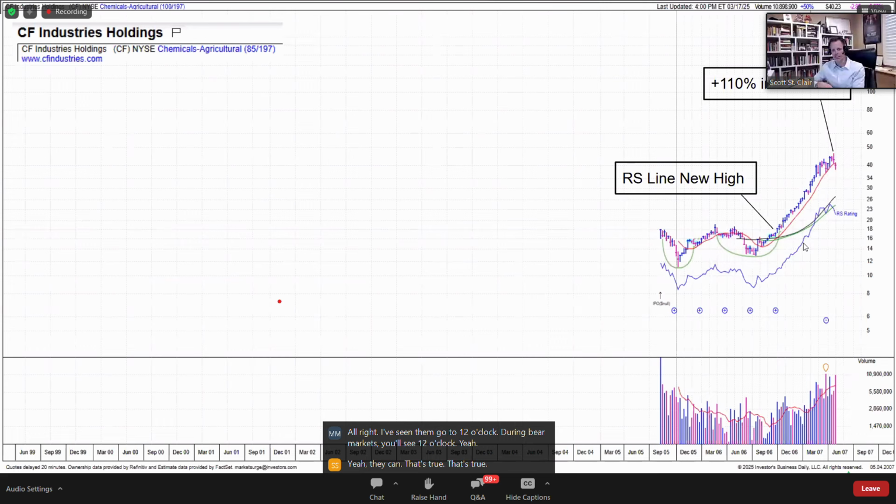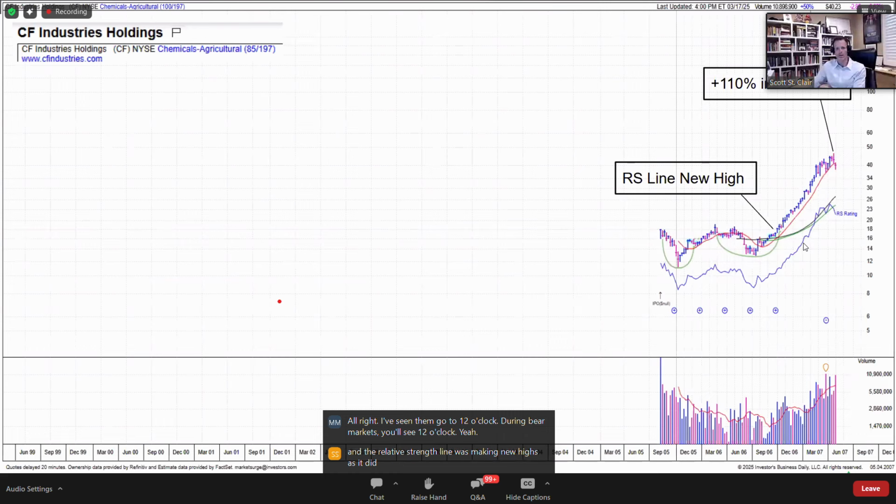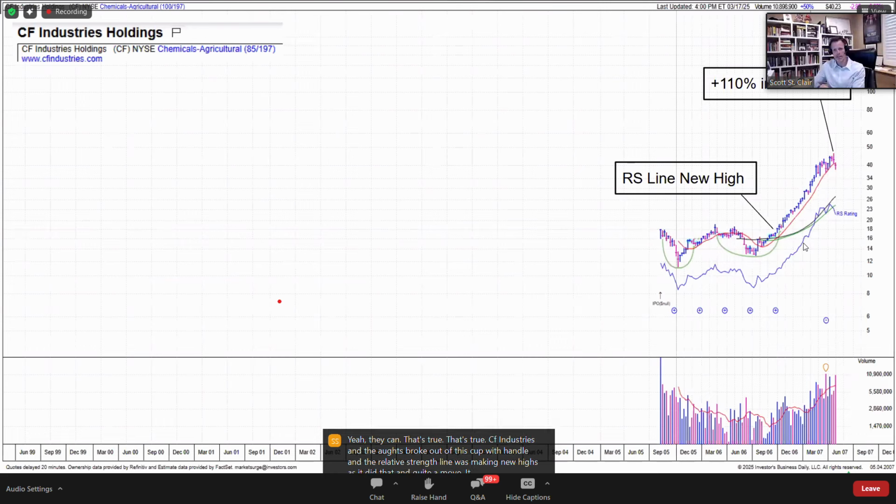CF Industries in the aughts broke out of this cup with handle, and the relative strength line was making new highs as it did that, and quite a move. It's nice and tight, really short, tiny bursts on the blue weekly bars, but that kind of makes it easier to hold. And then it ran into trouble as the market ran into trouble in late '07, early '08.